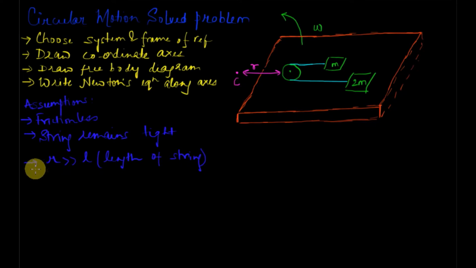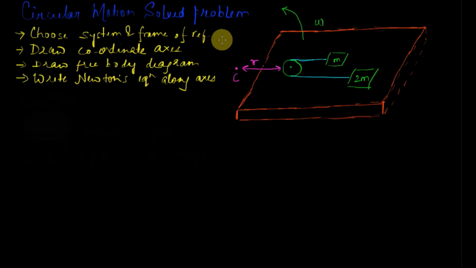The third assumption is that the distance of this pulley from the center, which is r, is much greater than the length of the string, right? So what it means is that for all practical purposes, we will consider that these objects are also at a distance of small r from the center. We will ignore the length of the string. Let's apply these four steps to solve the problem.